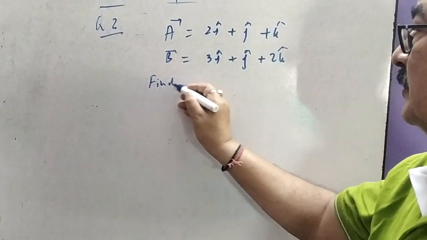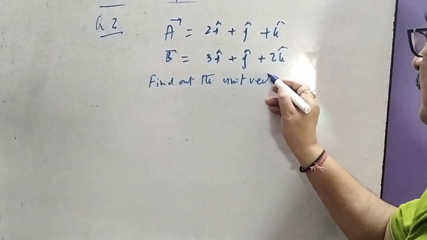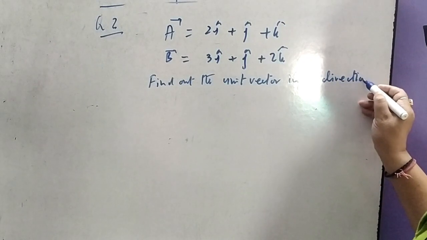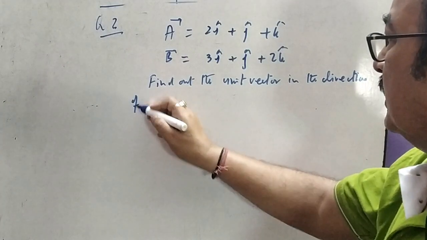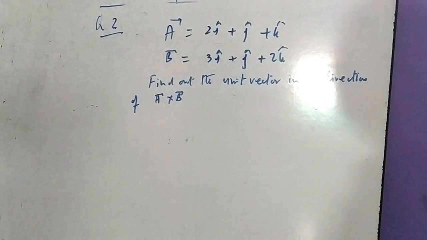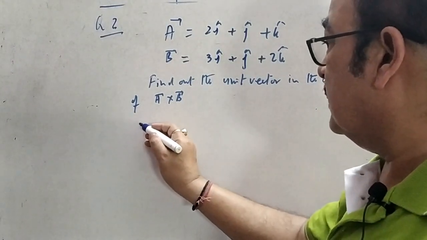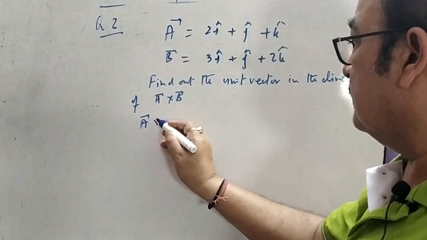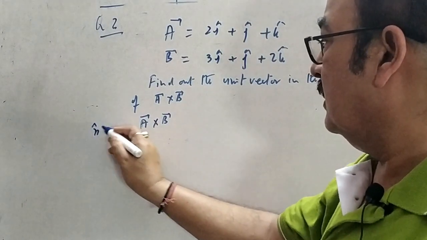Find out the unit vector in the direction of A cross B. Okay. Naturally, in the direction A cross B, it can very easily be determined. First we write A cross B. Unit vector is given by like this.